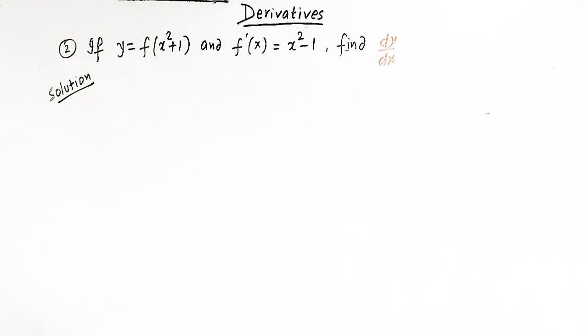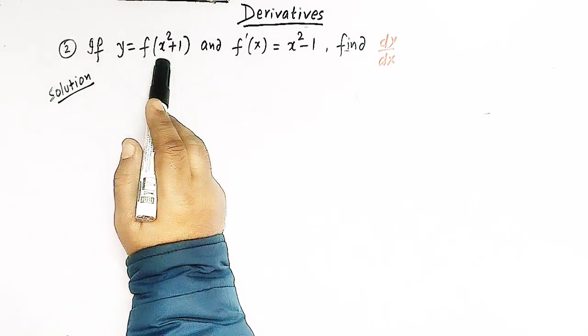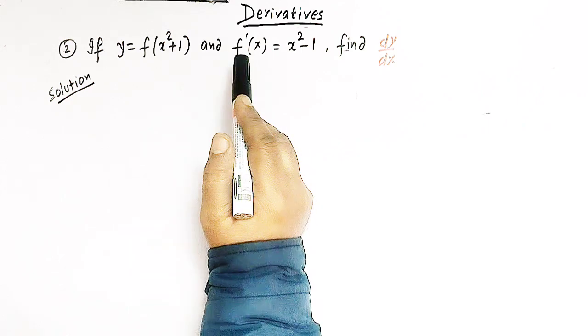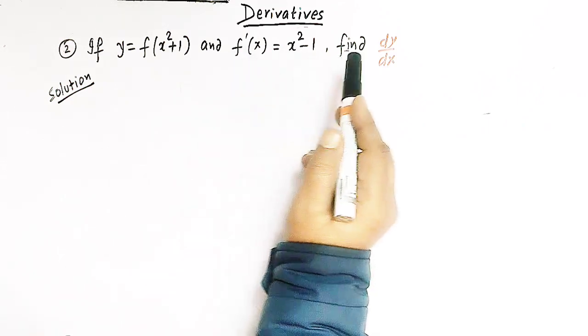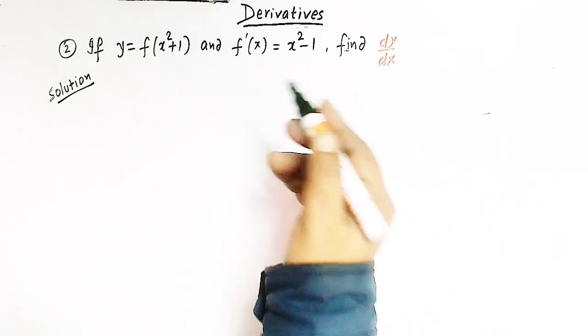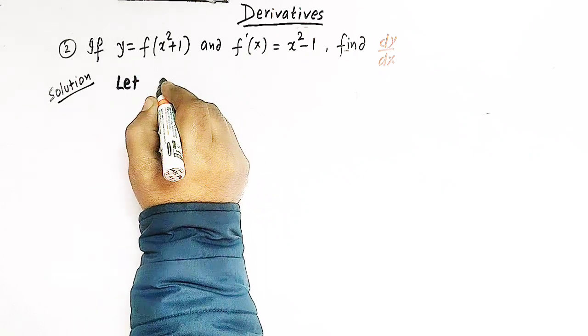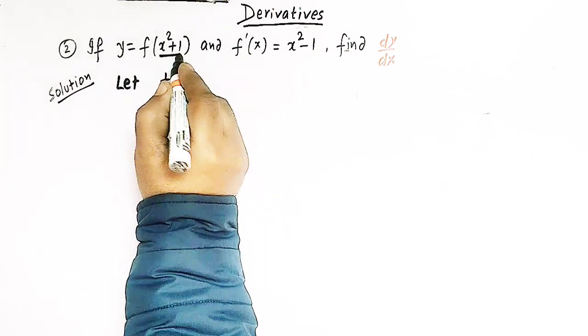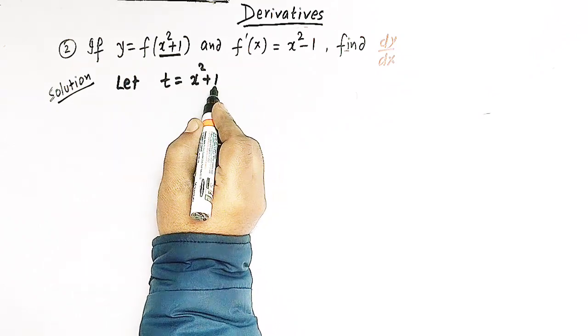Now let us consider a second problem. So here we are given y is equal to f of x square plus 1, and f prime of x is equal to x square minus 1, and we have to find dy over dx. So again we'll make use of method of substitution and chain rule. So here let us take t is equal to x square plus 1. So now t is equal to x square plus 1.